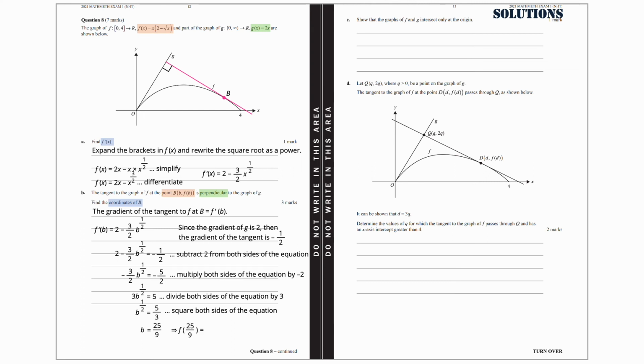Now we calculate f of 25 on 9, and that gives us 25 on 27. So the coordinates of point B are 25 on 9 and 25 on 27.